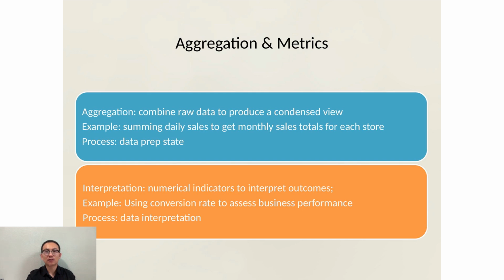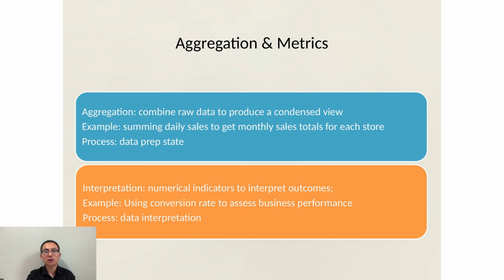On the other hand, interpretation metrics are the numbers we use to evaluate or explain performance, behavior, or trends. These metrics often come from aggregated data, and they help answer the question, what does this mean? For example, the conversion rate, the percentage of website visitors who make a purchase.